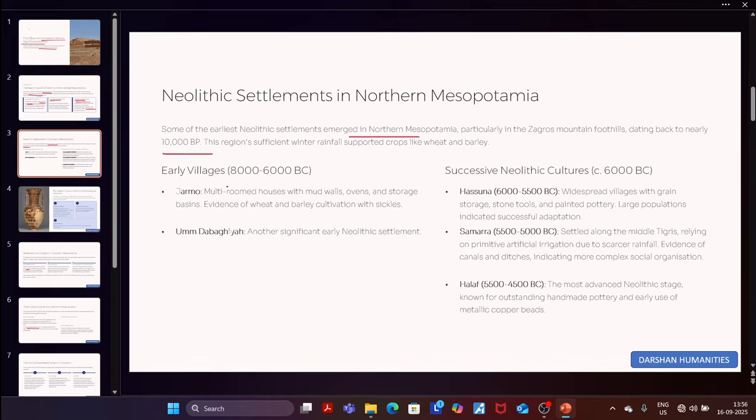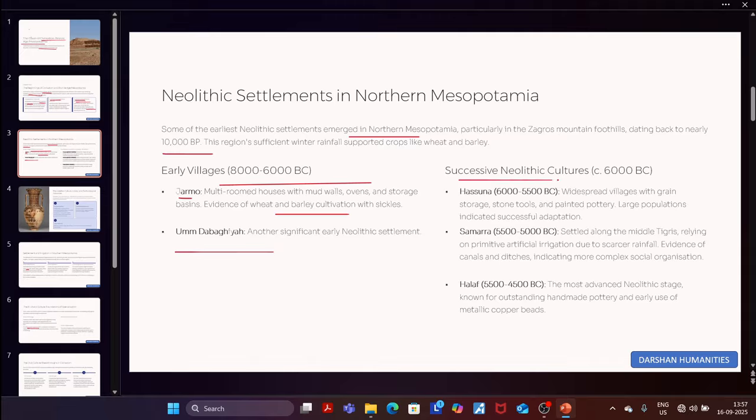Between around 8,000 to 6,000 BC, numerous Neolithic villages emerged, at sites like Zarmo and Undabagia. Zarmo featured multi-roomed mud wall structures, houses with ovens and storage basins, indicating a settled agricultural life. Food production was a primary activity, which is evidenced by sickles and cultivated grains. We are still talking about the Neolithic settlements, so metal use is still not there. The sickles are made up of stones.